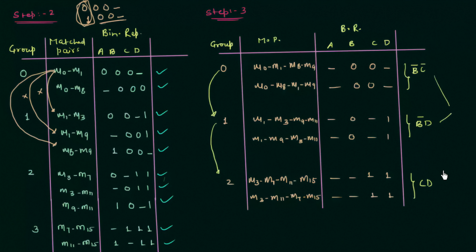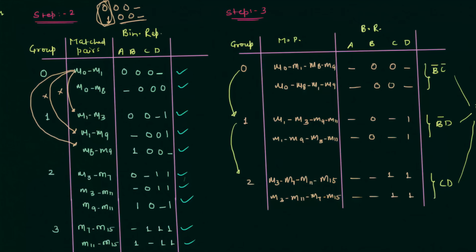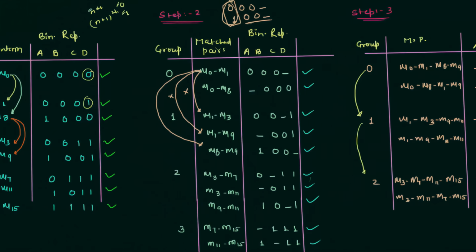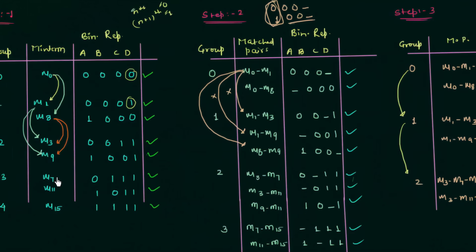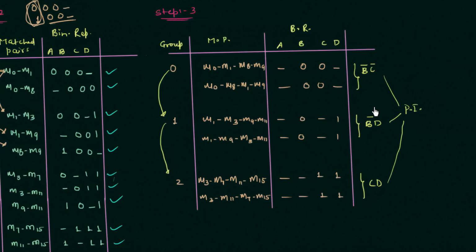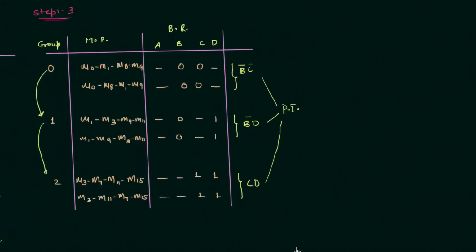All these three are prime implicant, and we have to also check for the step number 2 if there is any matched pair which is untick, but there is tick in front of all the matched pairs, so they are not prime implicant. In the same way we have to check for table number 1, and all the minterms have tick in front of them, so they are also not the prime implicant. So we have prime implicants B complement, C complement, B complement D, C D. Now we have to make another table, and we will call this table prime implicant table. So we are going to make the next table, and this is our prime implicant table.